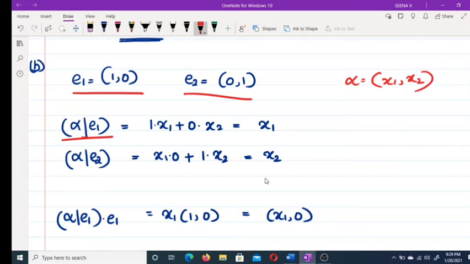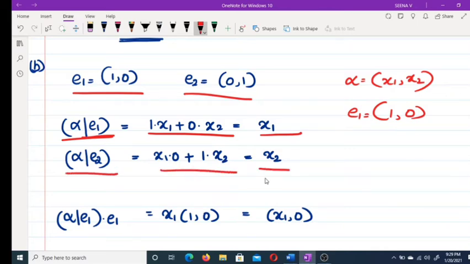Inner product of alpha and E1 is equal to 1 into x1 plus 0 into x2, because E1 is (1, 0). So this is equal to x1. Inner product of alpha and E2 is equal to, because E2 is (0, 1), x1 into 0 plus x2 into 1.